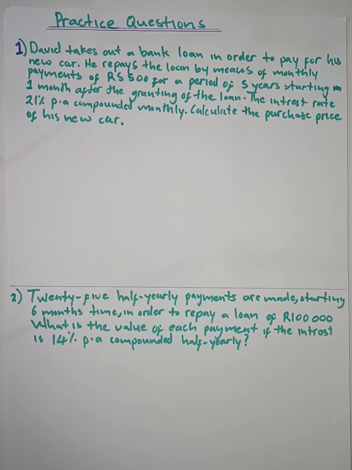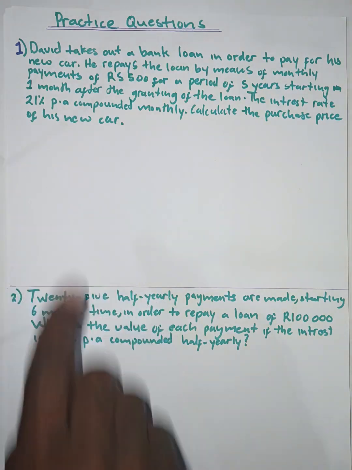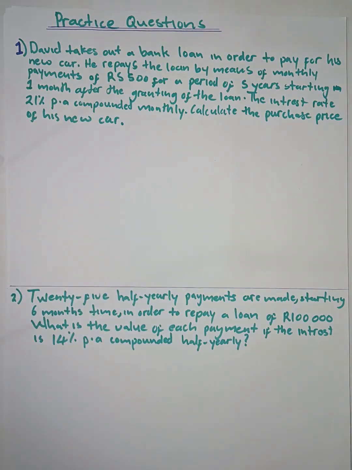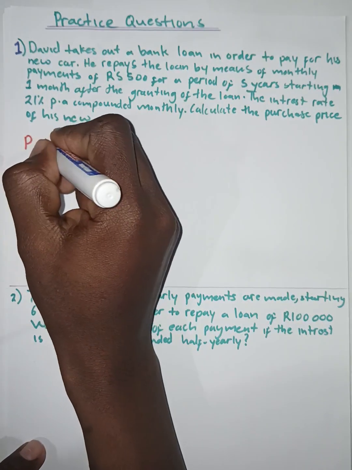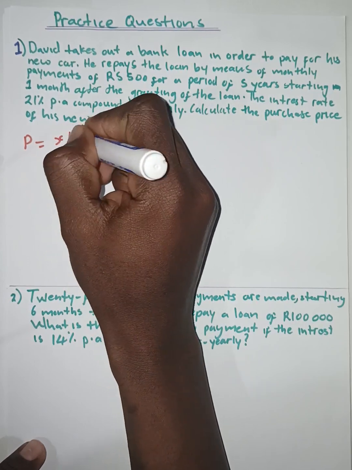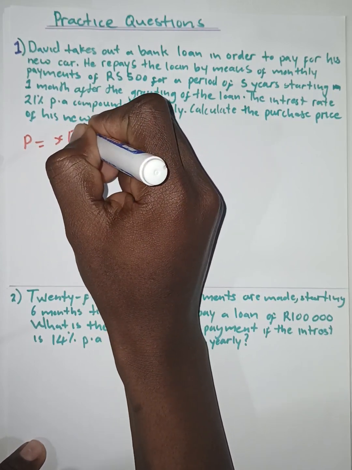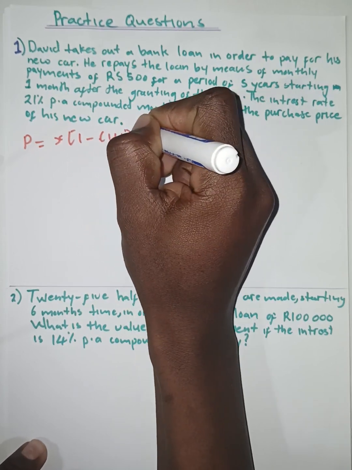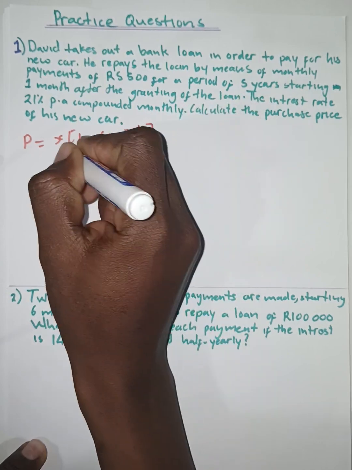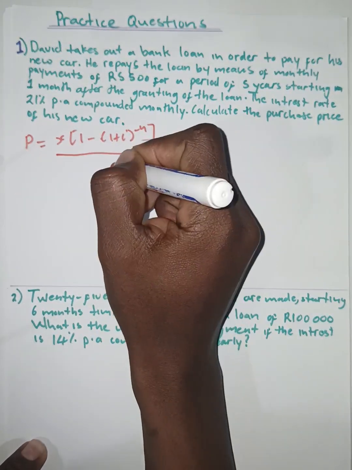If we know the amount of the loan that David took, we would know the price of the car. Since this is a present value annuity, we are trying to find out the loan that was granted to David. We would use the present value annuity because it is a loan. So PV equals x, open bracket, 1 minus 1 plus i to the power negative n, and that's all divided by i.